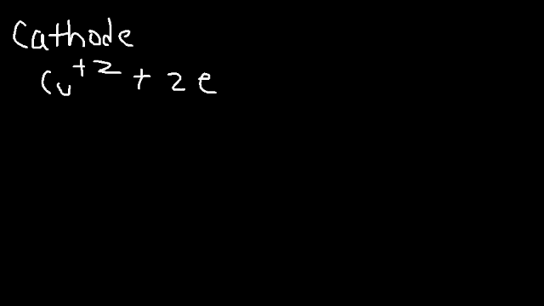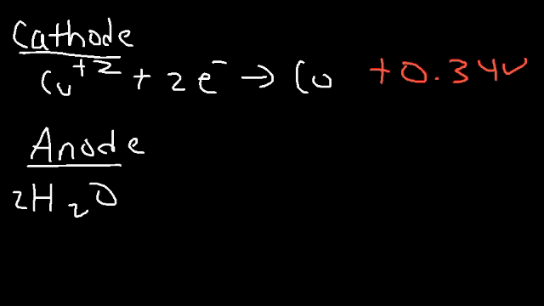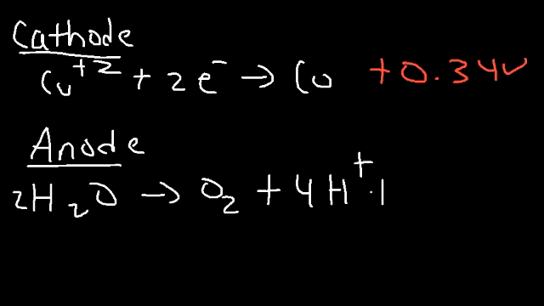So at the cathode, copper is going to be reduced into copper metal. And at the anode, water is going to be oxidized into oxygen gas plus hydrogen ions, and it's going to give up 4 electrons. And the cell potential for that is negative 1.23. So these two reactions will be the predominant reactions that are occurring at the cathode and the anode.